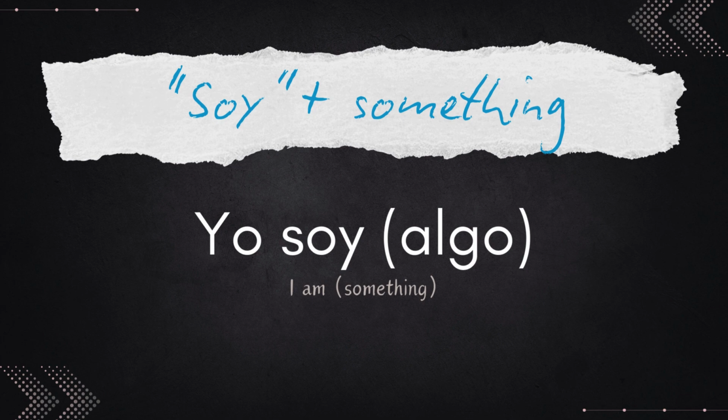The first simple pattern we are going to learn is soy plus something, as in yo soy algo, I am something. Please note that the pronoun yo is omitted from most phrases. Not all, but most. Therefore, we are going to omit it from all the examples to get you used to speaking like a native does.